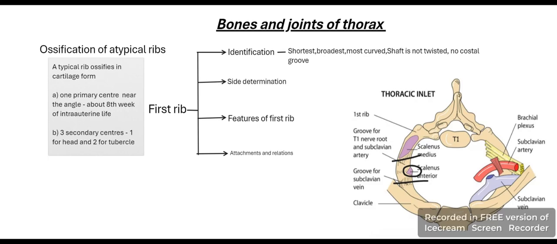The outer border is convex, thick behind and thin in front. This is the outer border. It is thick behind and thin in front. And the inner border is concave. This is the inner border, which is concave. Okay, this was about the features of the first rib.